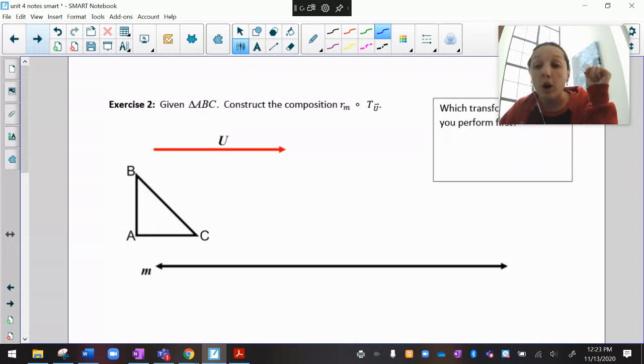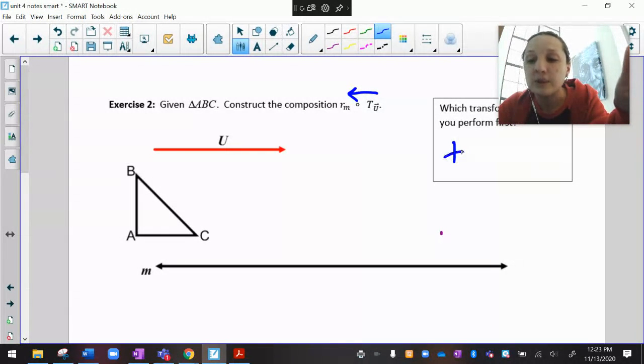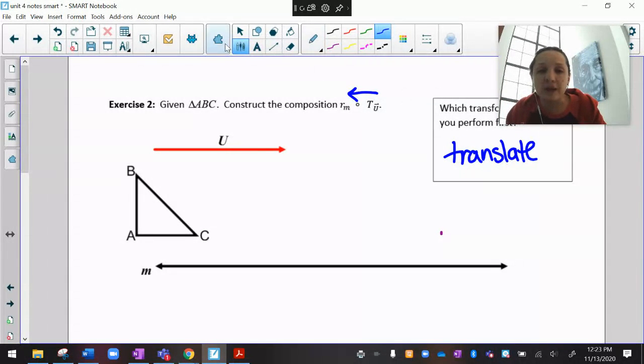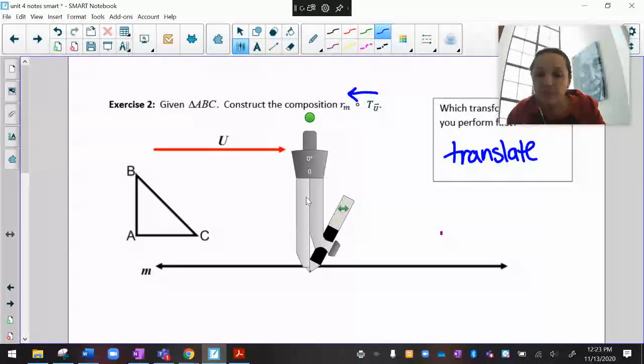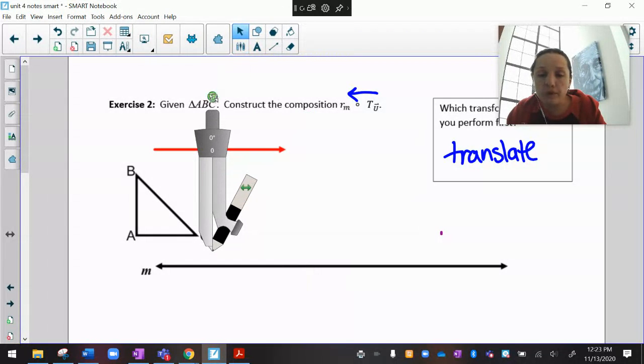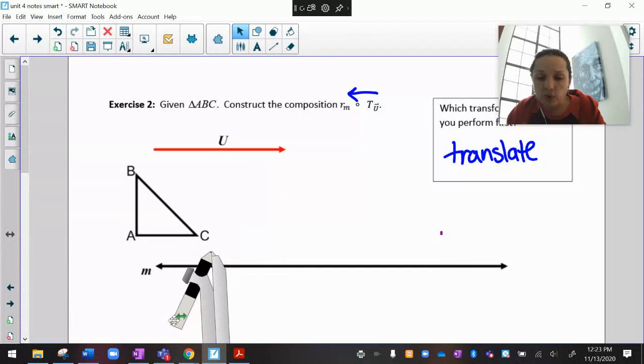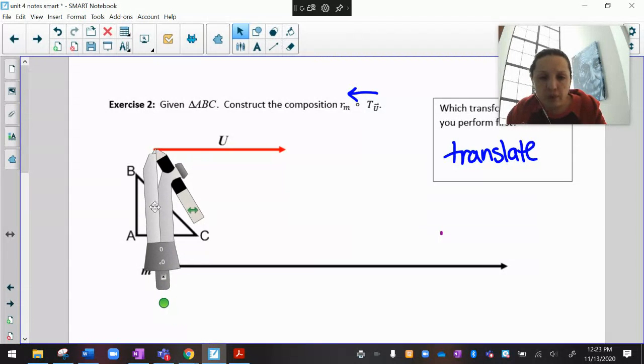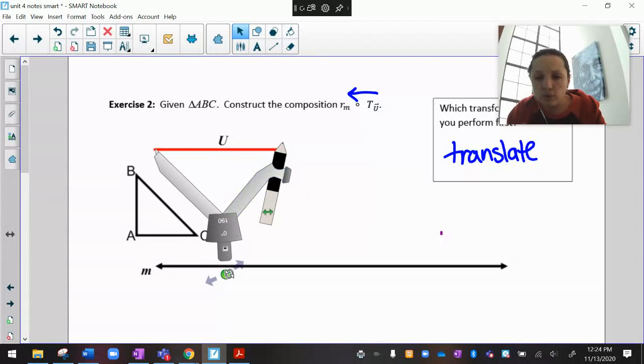Now we're going to do this stuff with a compass. So given the triangle, construct the composition, reflection over M following a translation of vector U. Okay, I see the bubble, so I need to translate first. Okay, so I got to translate first and then reflect. We can do this. So grab your compass, and if I'm going to translate, why is this not grabbing things? Oh, because I didn't pick the arrow. I want to open my compass so it's as long as U.